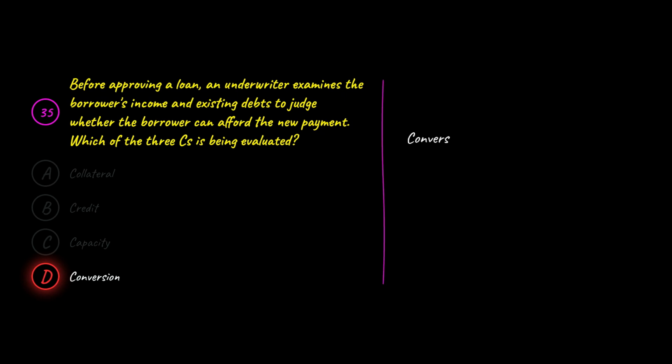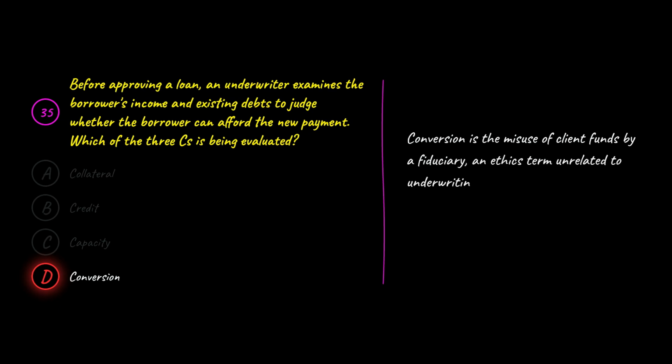D is wrong because conversion is the misuse of client funds by a fiduciary, an ethics term unrelated to underwriting. It does not name a factor an underwriter weighs when approving a borrower for a loan.